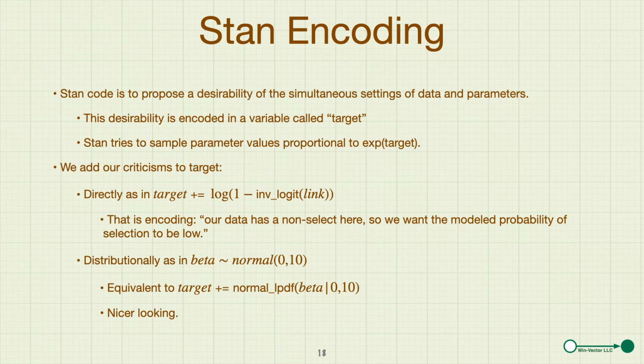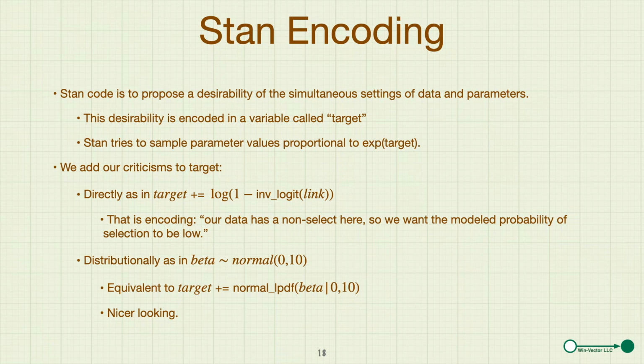The criticism is not a loss. It turns out higher is better, so it's not actually a criticism. I guess it's a plausibility. It's in a hidden variable in Stan called target, and Stan samples examples proportional to exponential target. So statements like beta is distributed normal 0, 10 are equivalent to saying target is target plus the log of the normal PDF of beta given mean 0, standard deviation 10. So the target criticisms can be encoded either one of two ways, either as distributional statements or as direct updates to the target variable.